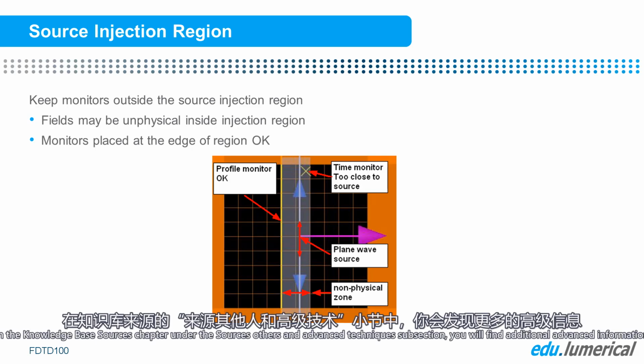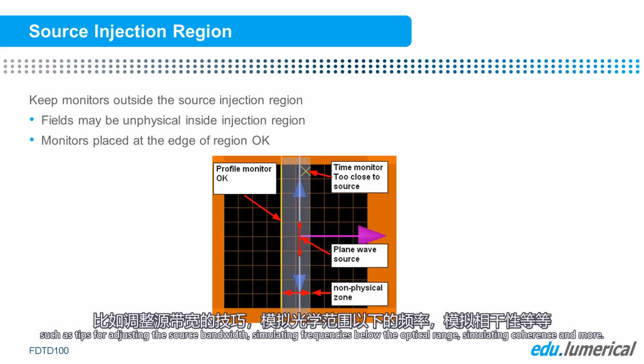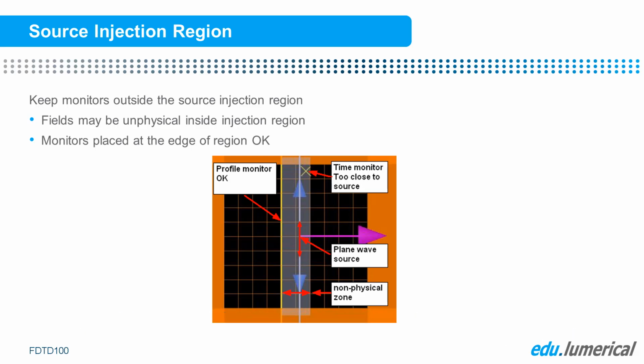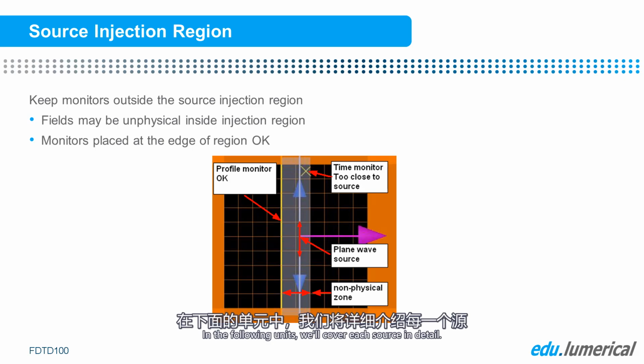In the Knowledge-Based Sources chapter, under the Sources Advanced Techniques subsection, you'll find additional advanced information such as tips for adjusting the source bandwidth, simulating frequencies below the optical range, simulating coherence, and more. In the following units, we'll cover each source in detail.